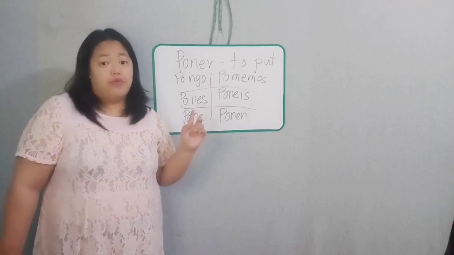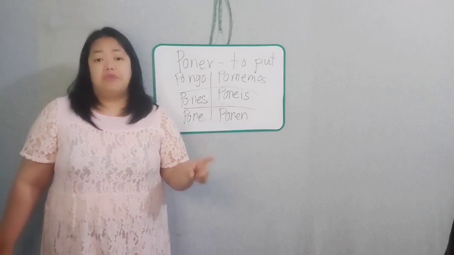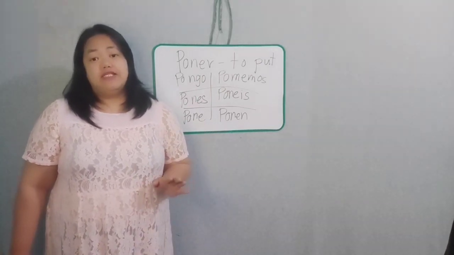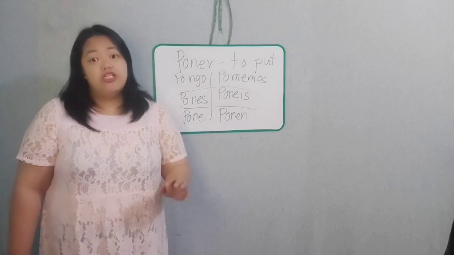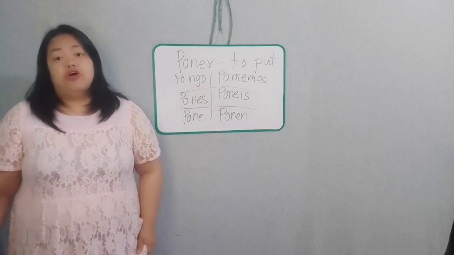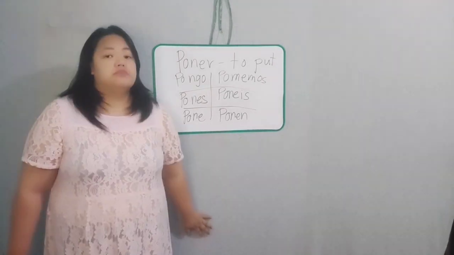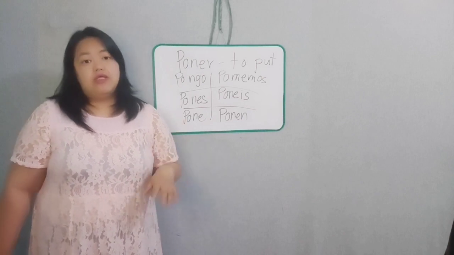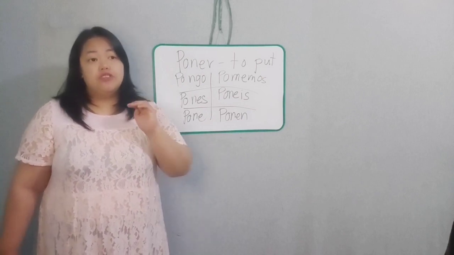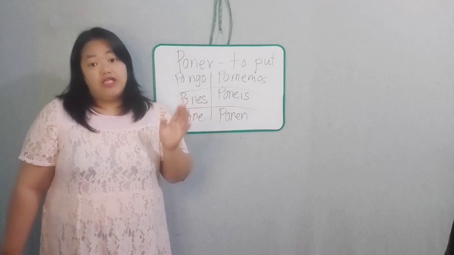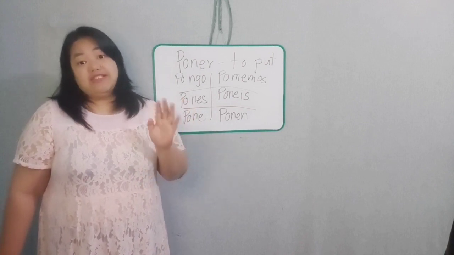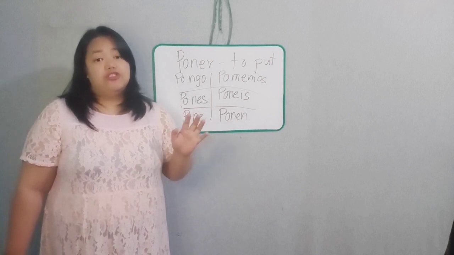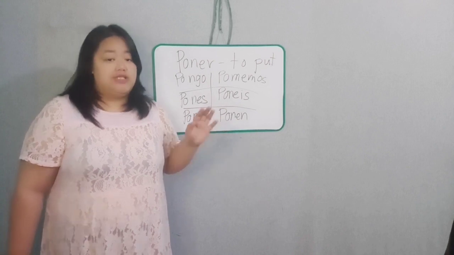Let's now go to the uses of the verb poner. Number 1 is to put something somewhere. Example, siempre pongo la llave encima de la mesa. In English, that will be, I always put the keys on top of the table. The number 2 use of the verb poner is to contribute or to invest. Example, si ponemos $10,000 cada uno, compramos la casa ya. This means that if we all put $10,000 each, we will buy the house now.